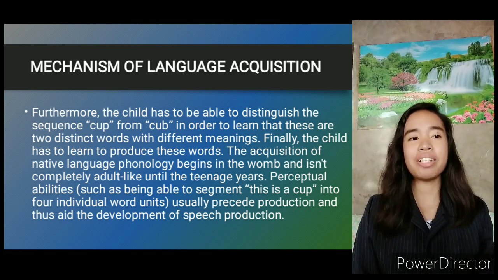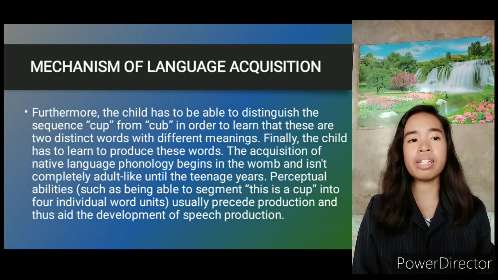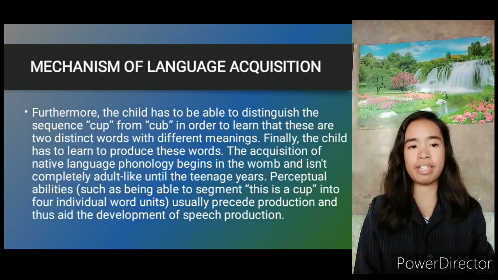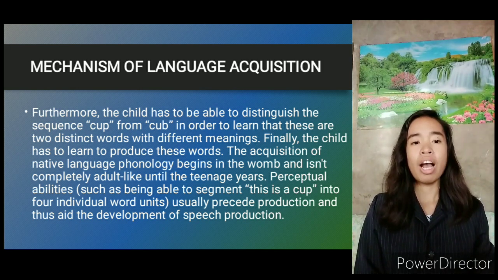Furthermore, the child has to be able to distinguish the sequence "cup" from "cup" in order to learn that these are two distinct words with different meanings. Finally, the child has to learn to produce these words. The acquisition of native language phonology begins in the womb and isn't completely adult-like until the teenage years. Perceptual abilities such as being able to segment "this is a cup" into 4 individual word units usually precede production and thus aid the development of speech production.